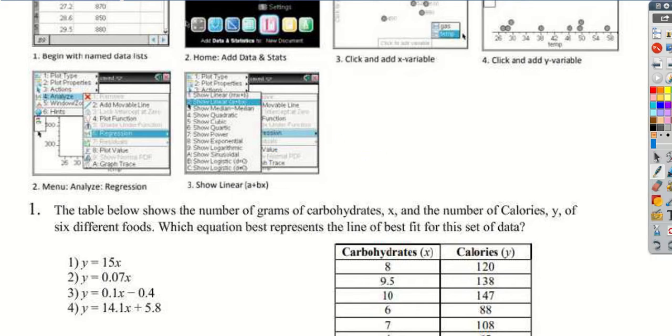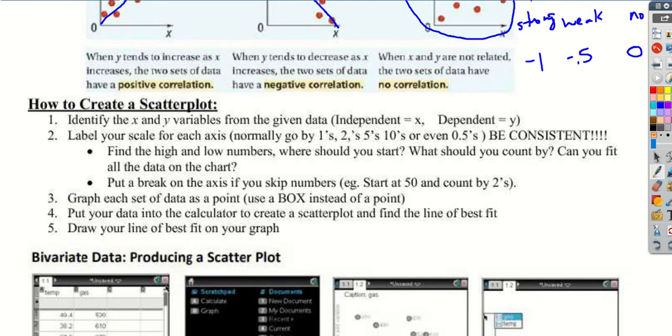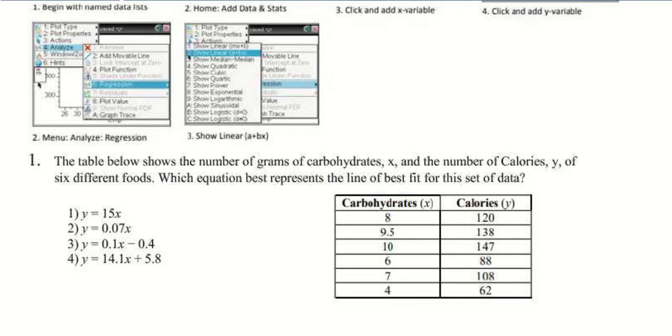So we're going to take a look at the first question here, number 1, okay? And we're going to ask ourselves a few questions. So for this set of data, number 1, which of these lines is appropriate? 2, is it a strong, or is it a positive or negative correlation? What type of correlation is it? And also, can we predict what the calories are going to be, given certain carbs? Okay, so let's take a look.